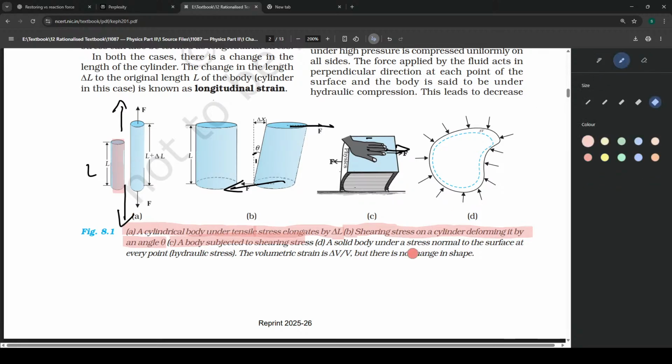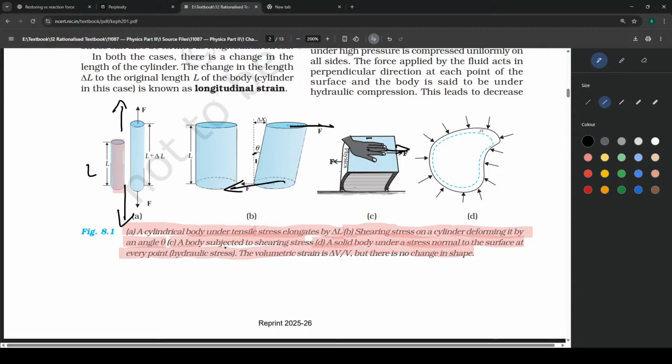And next is D, a solid body under a stress normal to the surface at every point, hydraulic stress. The volumetric strain is delta V by V, but there is no change in shape. This is when there is a solid object under stress in every direction. The stress is normal to the body at every point, and the applied force will be normal to every point of the body.